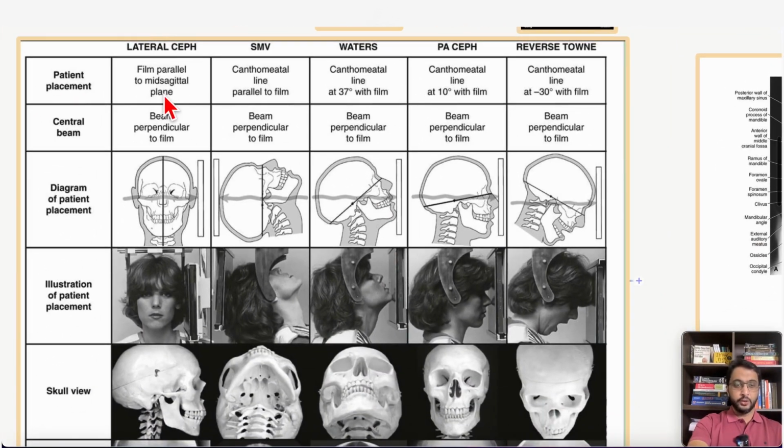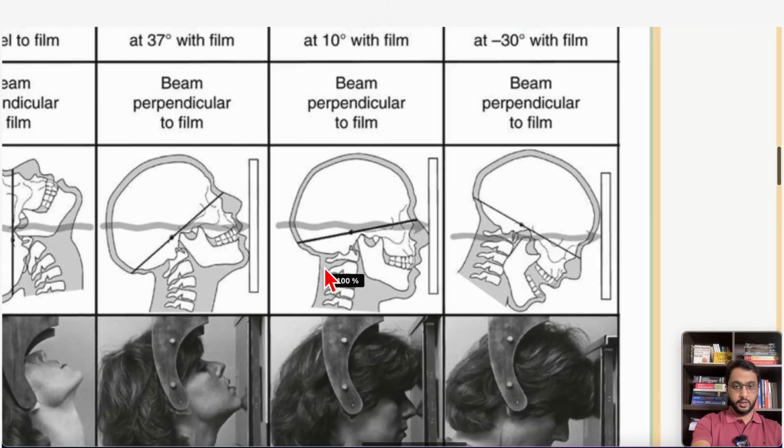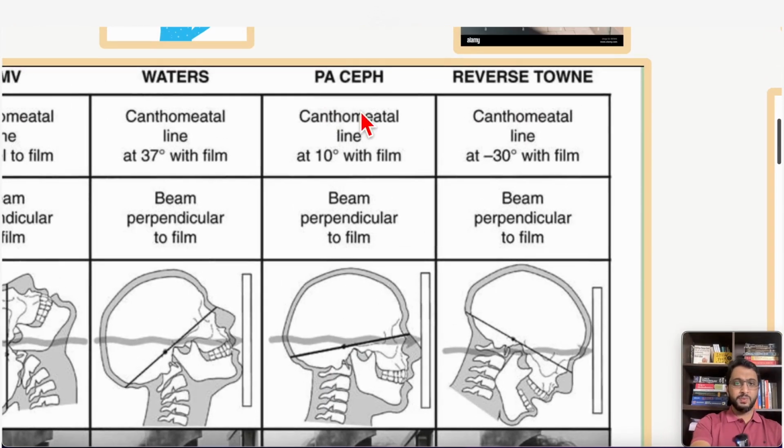So we saw lateral ceph where the ceph was taken laterally. Now we're going to see the PA ceph, posteroanterior. The patient is sitting straight, looking posteroanteriorly, and the image is taken. Now canthomeatal line, though it is not tilted as high as Waters view, is just 10 degrees, a slight tilt. It doesn't mean don't look down, just look straight, a little up, 10 degrees, very little. So canthomeatal line at 10 degrees with the film.